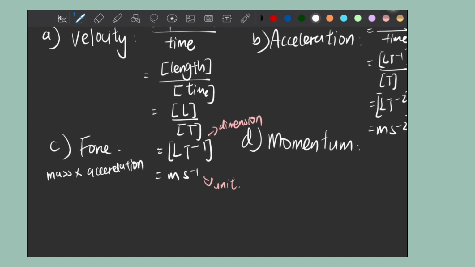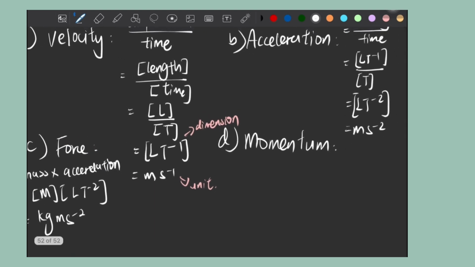For force, we know that force is mass times acceleration. Mass we denote as capital M, and acceleration will be denoted as LT^-2. So this is the dimension for force. If we express it in units, it will be kg meter per second per second.